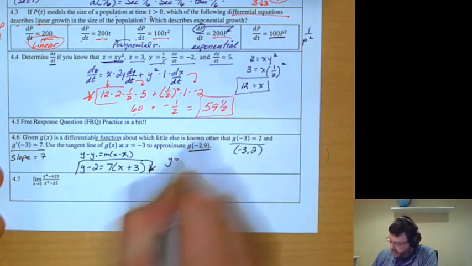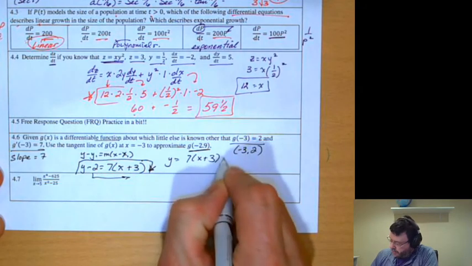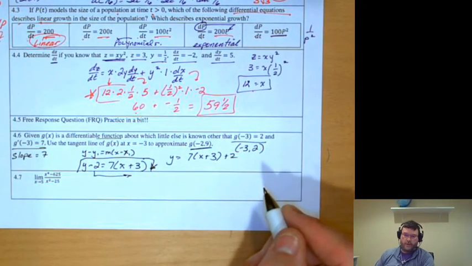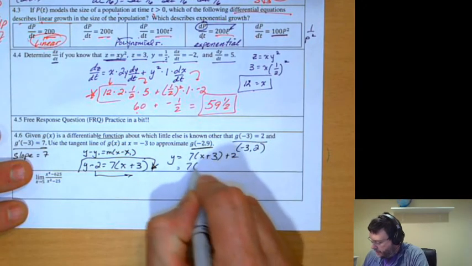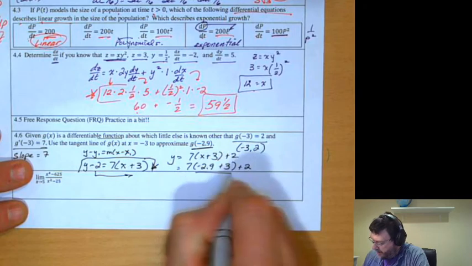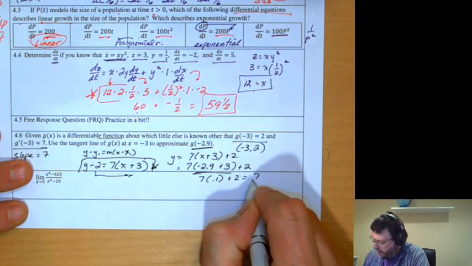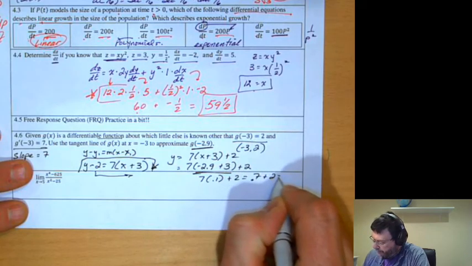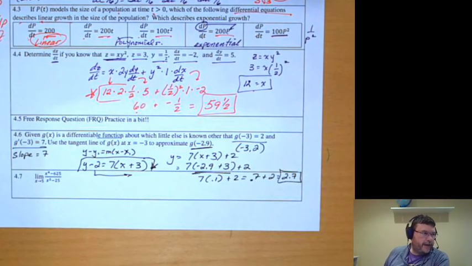So I'm going to take this 2 over to that side. y is equal to 7 times x plus 3, plus 2. And notice, don't distribute the 7 through. Put in the -2.9 first. The reason why is, if you notice, this is a little bit easier to do, and it's a little bit easier to multiply by a whole number. Okay, so that is 2.7. Again, if you have any questions, pause this video, slow it down, do anything else.